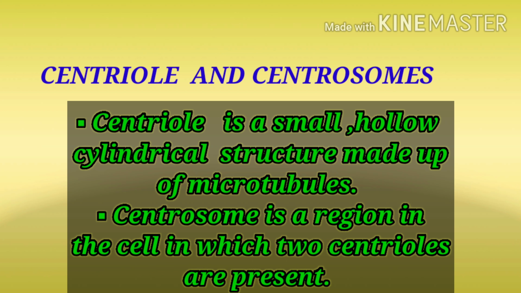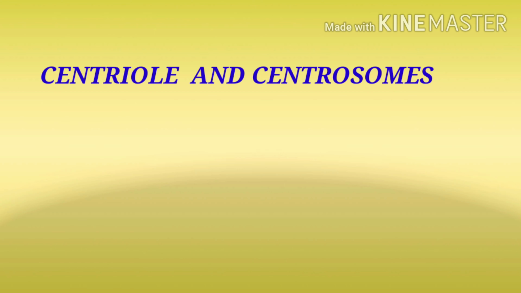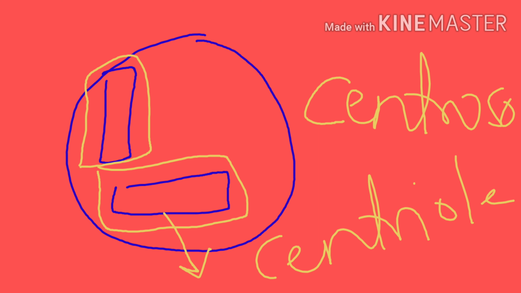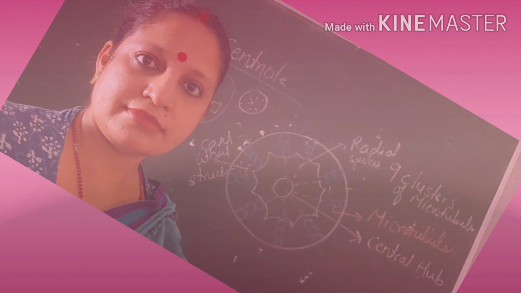And what is centrosome? Sometimes there may be confusion between the two words centriole and centrosome. So centrosome is a region in the cell in which two centrioles are present. Now I am discussing the diagram. Let's see. So these are the two centrioles, and these two centrioles are present in a region, and that region is called centrosome. That means both are at right angle to each other, forming 90 degrees.